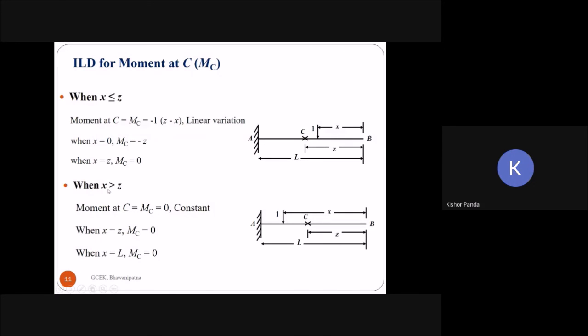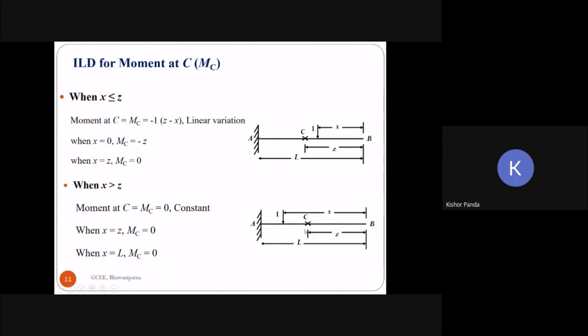Then find out when X is greater than Z, when the unit load is present between A and C. What is the moment at C? Here you see this is the section, so on the right side of this section there is no load. So what is the moment at C? It is 0, because there is no load on the right side of section C. So the moment at C is equal to 0.